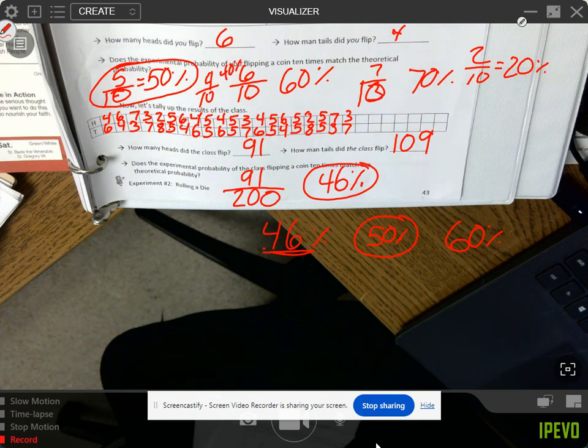So unless you actually flipped 5 out of 10, which only happened 1, 2, 3, 4, 5 times, most of us did not have that 5 out of 10. There's a handful of us that did, but the majority did not. So if you did not get that 5 out of 10, what's closer to the theoretical probability? Your flips or the class flips? Which one was closer to that theoretical probability of 50%? The class flips. When we added everybody's together, that's something to keep in mind as we go to our dice rolls.